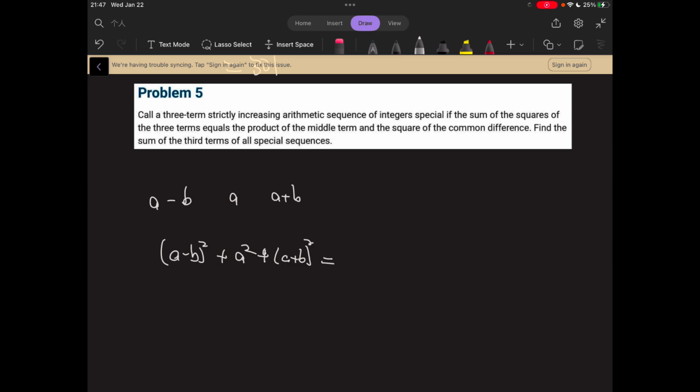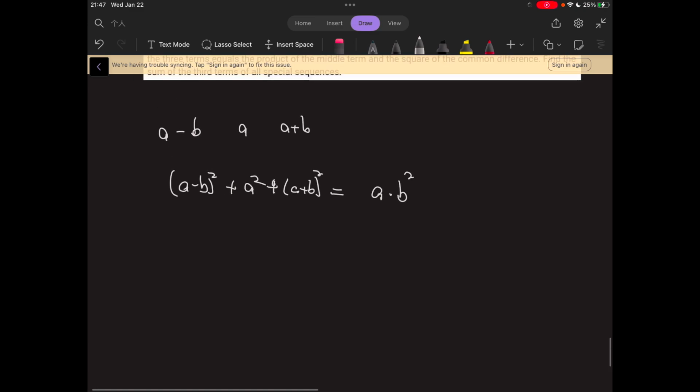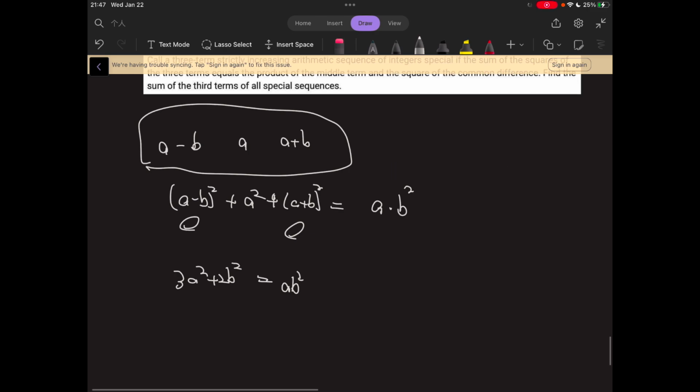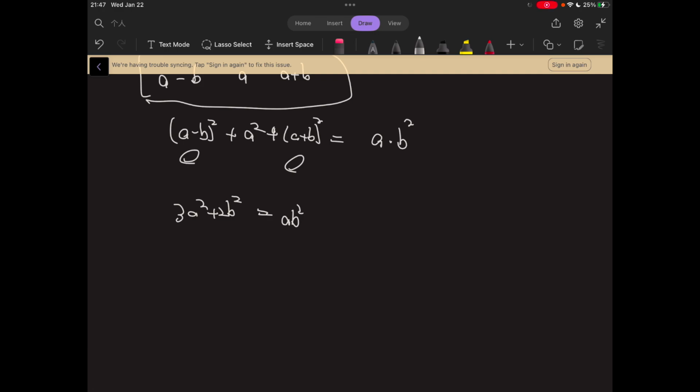The product of the middle term and the square of the common difference. The reason why I assumed it like this instead of a plus b, a plus 2b, is because you can actually cancel the 2ab term here, which makes things a lot easier. I mean, it's not impossible to set it like this, but what makes it harder, right? Now, we only get an equation with these things.